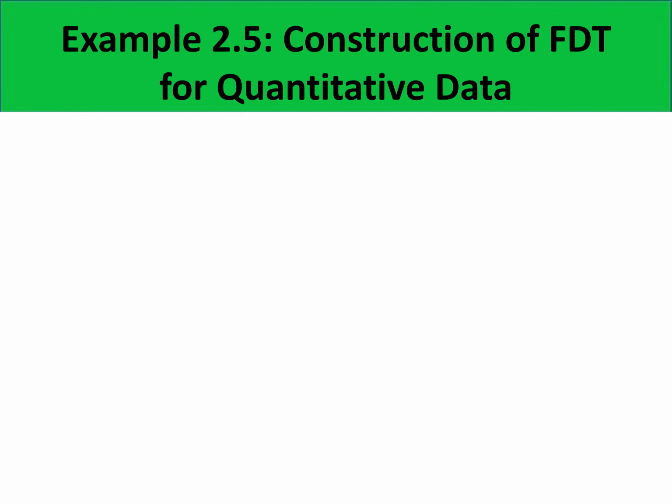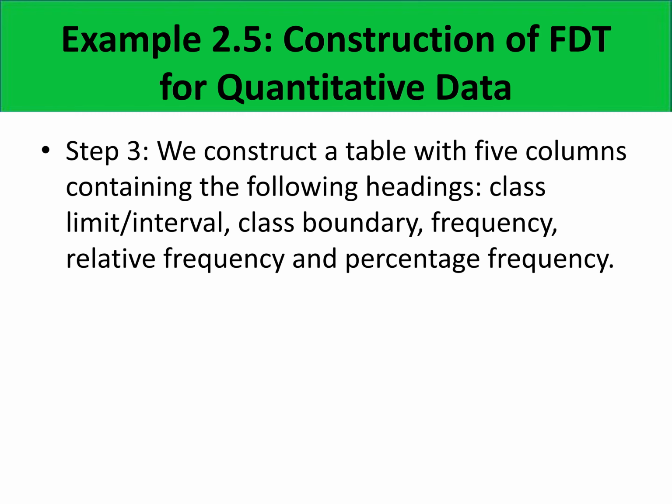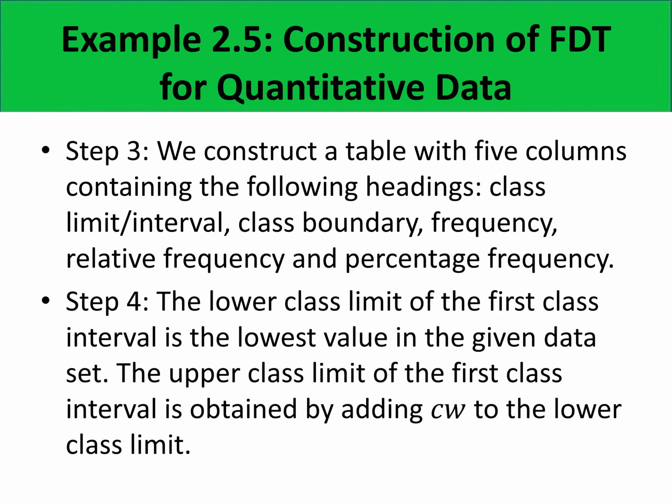The next step is to construct a table with 5 columns containing the following headings: class limit or class interval, class boundary, frequency, relative frequency, and percentage frequency. Then we completely fill in the class limit or class interval column. The lowest value in the dataset shall serve as the first lower limit. To get the upper limit of the first interval, we add the rounded down value of the class width.